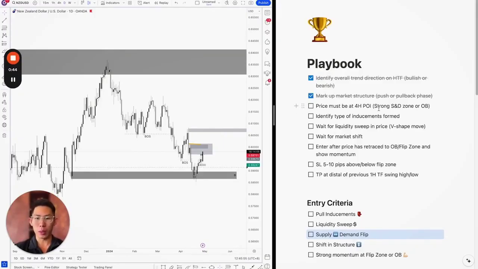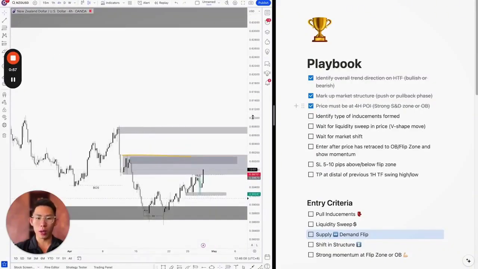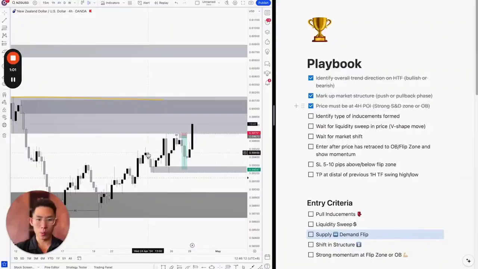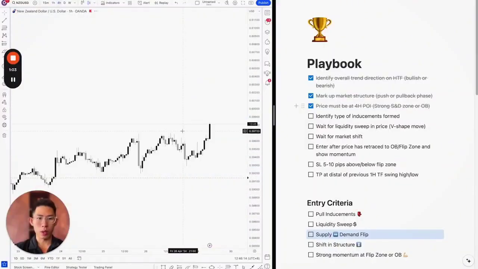Alright, then price must be at a 4-hour point of interest, and I can see price finally get down to this 4-hour point of interest that I've drawn right here, this demand zone and this order block right here, and take that. Then I will potentially be identifying any sort of inducements being formed, any sort of traps. And you can see there's a trap right here, right? There's some sort of inducement being formed at this area here.